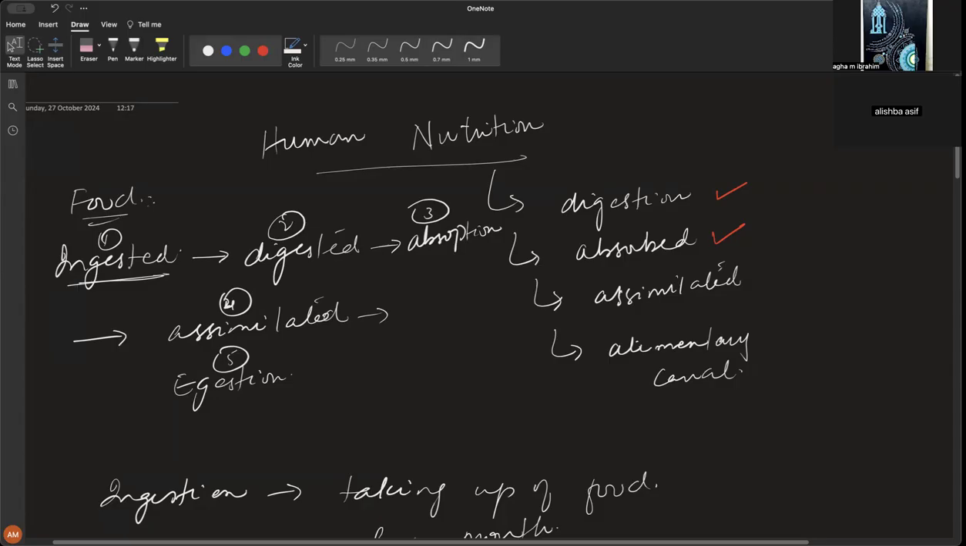There are two types of digestion that we are going to generally look at. And then it is absorbed, then it is assimilated, which means the dissolved and soluble nutrients are going to be used by the cells to make new substances. And then egestion takes place. Egestion is a process of removal of undigested food. This takes place through the anus.